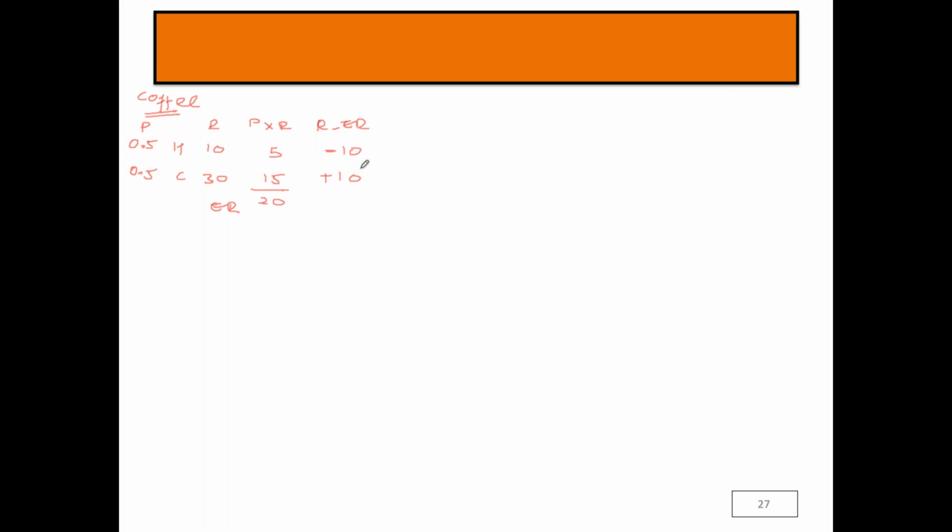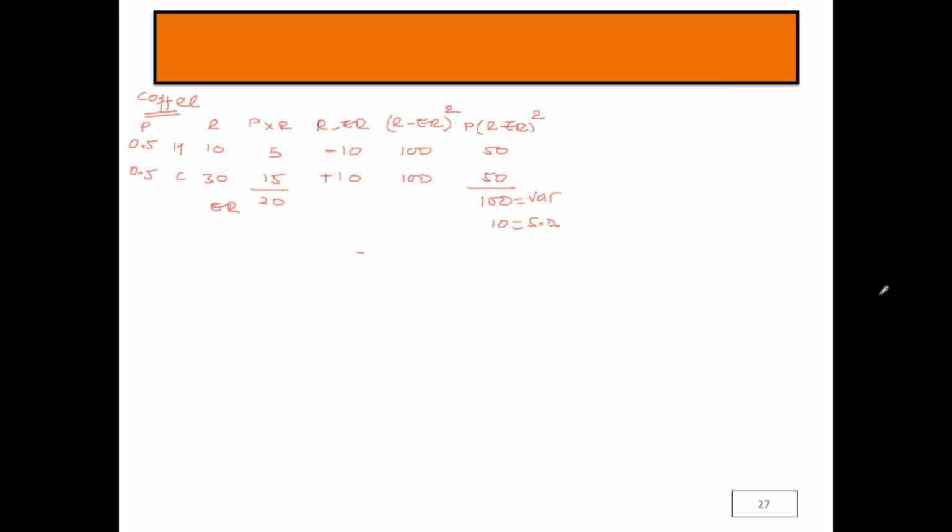and यहाँ पर होगा plus 10. Return minus expected return squared, 100, 100. And finally on to the last step, that is probability into return minus expected return squared, that is equal to 50, 50, that is equal to 100. This is called variance. इसका square root करेंगे तो that is called standard deviation. So risk associated with coffee company is 10%.